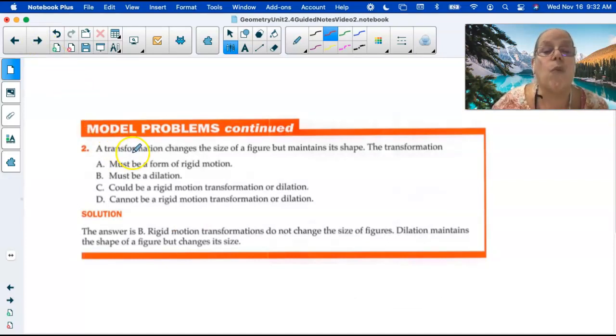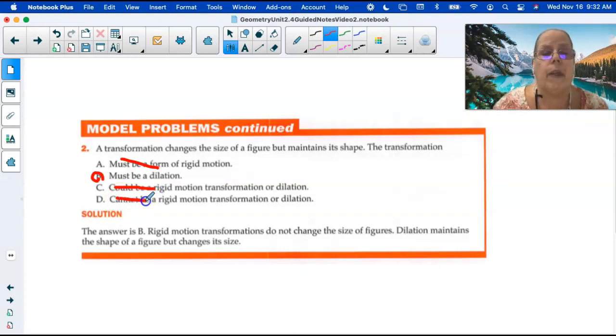Okay, a transformation changes the size of a figure but maintains its shape. Now if you remember, rigid motions don't change size, so it cannot be a rigid motion. What changes size? A dilation. So could it be a rigid motion, transformation, or dilation? Nope, not a rigid motion.